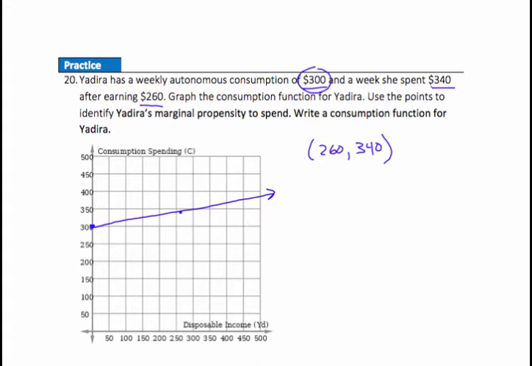And now we want to use these points. Remember, our first point was this, 0, 300. We want to use these points to determine the slope, because the slope is going to be Yadira's marginal propensity to spend. So remember, slope is change in y over change in x. So let's see, our change in y, we're starting at 300, going to 340. That is a change of 40. Change in x, starting at 0, going to 260.